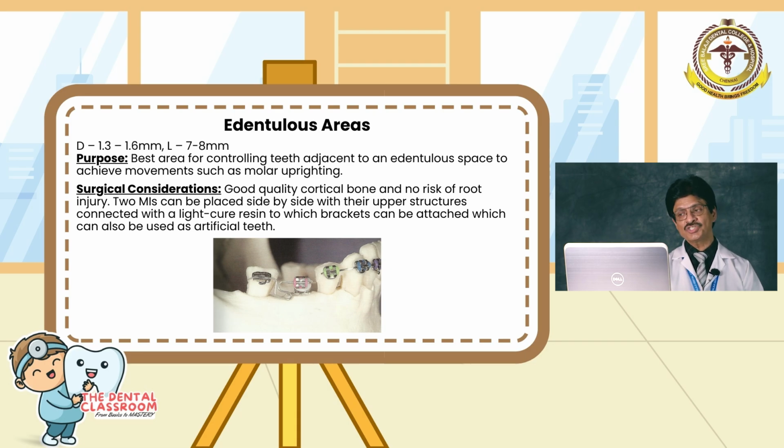What are the surgical considerations? Good quality cortical bone, and there is no risk of root injury. 2 MIs can also be placed, as you can see in the figure. What you see there is 2 microimplants placed a little apart but side by side, with their upper structure connected with a light cure resin to which brackets can be attached, which can also be used as artificial teeth. So whereby you can bring about distalization or mesialization as the case may be.